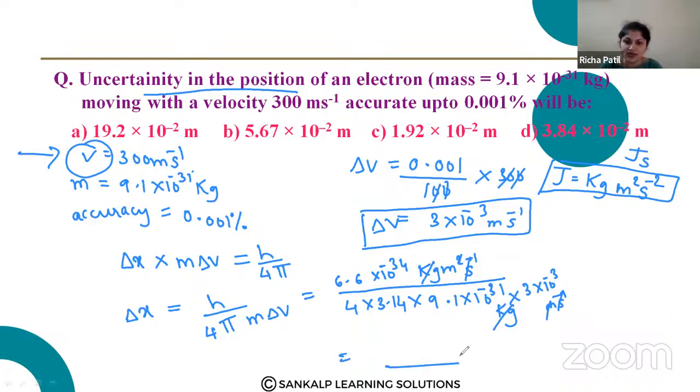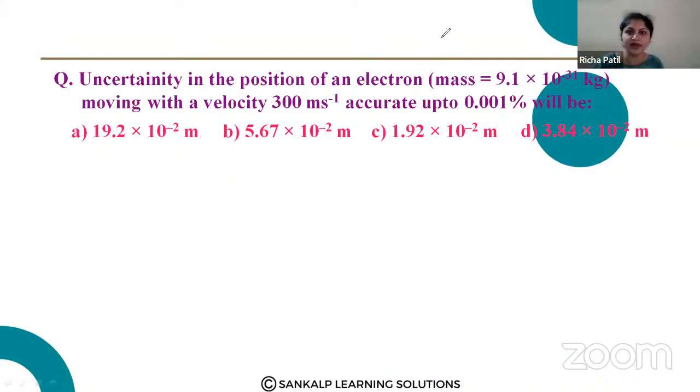So just see what your answer is. It will be in terms of meter. It comes to 0.0192 into 10 raised to 3. Here you have to write it in terms of 1 point, so just shift the decimal. You will get 1.92 into 10 raised to minus 2 meters. So the correct answer is A. Like this, you're going to solve the uncertainty problem when you have to determine the position.